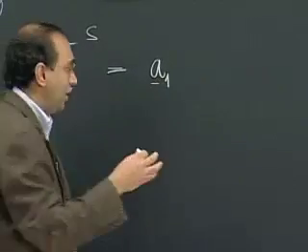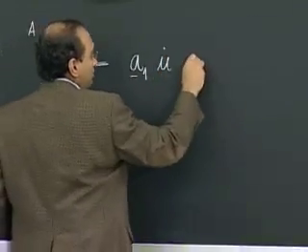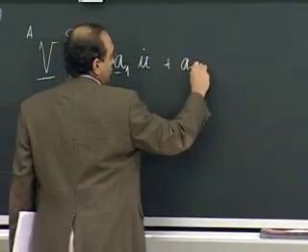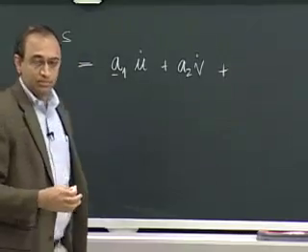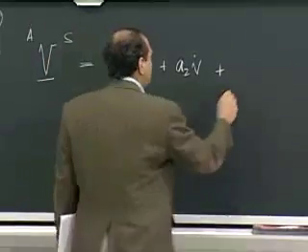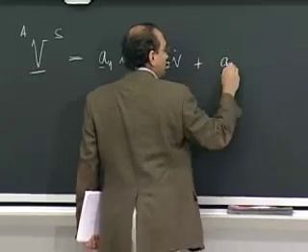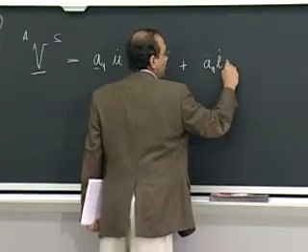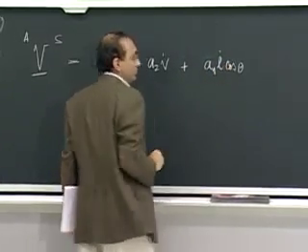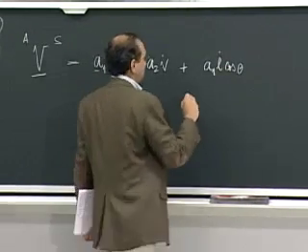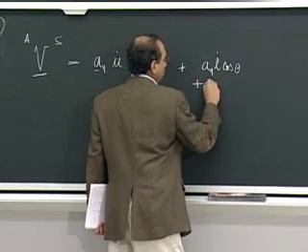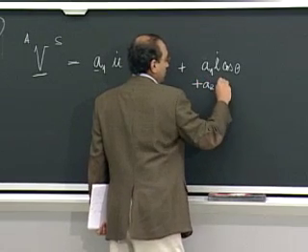Actually, let's break it out. A1 U dot, plus A2 V dot. I'll write it this way. Then what's the next term? Okay, so then A1 L dot plus A2 L dot. I'm going to write it this way just to point something out to you, okay?